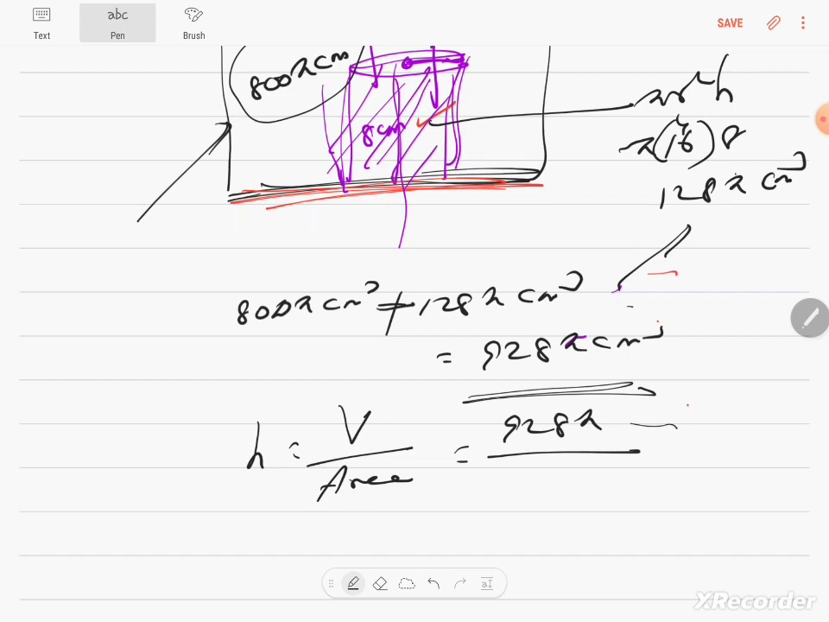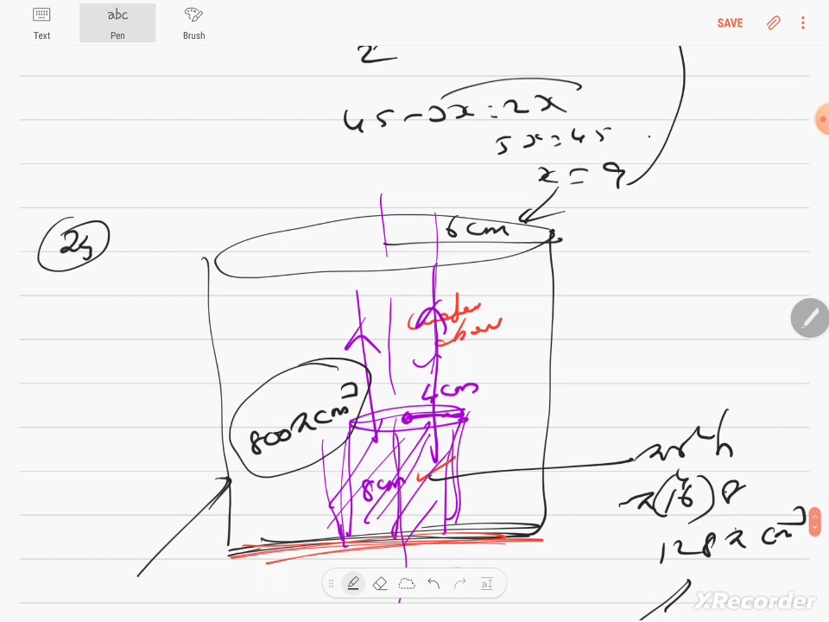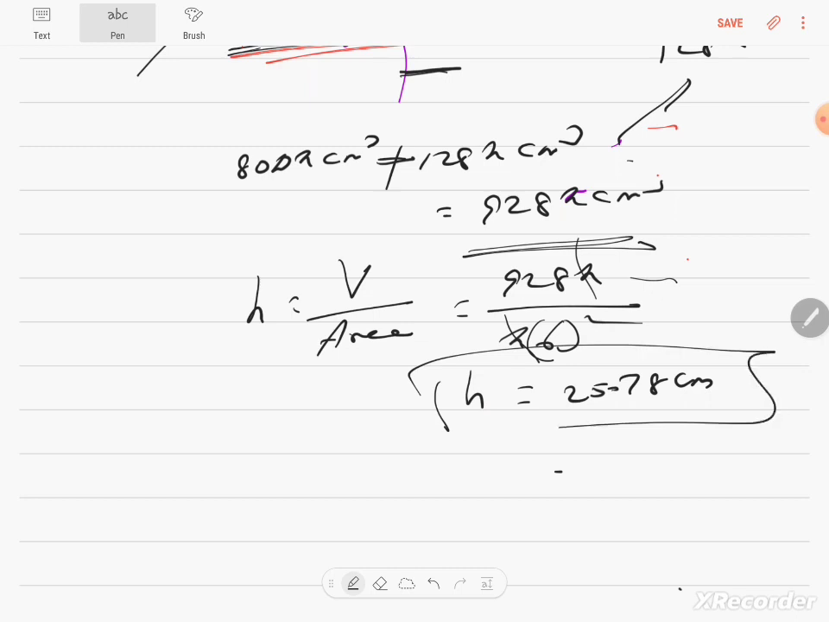The surface, just the top area, which is pi r square. Shouldn't we be taking only the area of the bottom container, or should we take the area of the whole surface? If you want the whole height, you should be taking the area of the whole surface. Okay, so because the water level would have risen on the whole, you should divide 928 pi by pi r square, so that pi and pi get cancelled. You divide it, you get the height, which will be 25.78 centimeter. Thus you get the final height.